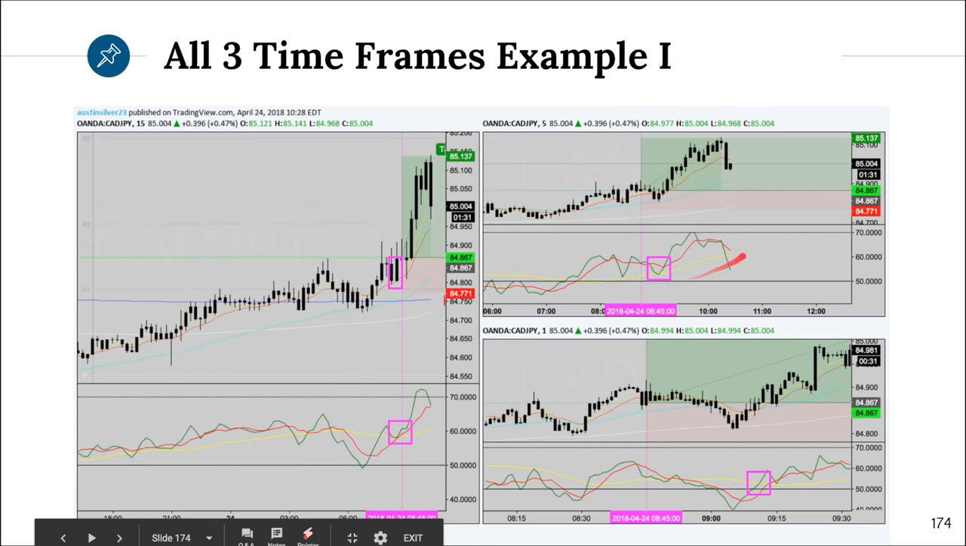On the top right corner, I have the 5-minute chart. Same thing, candles and TDI. And in the bottom right-hand corner, I have the 1-minute chart. You can see it labeled right here, CAD JPY 1-minute chart. Candles and TDI, same thing.